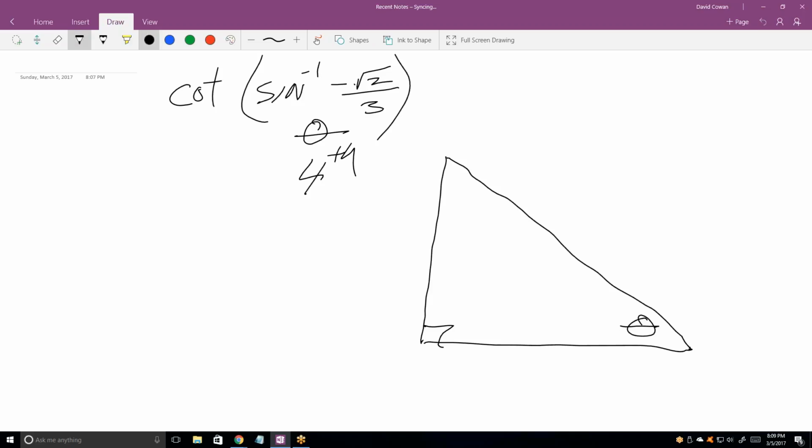Okay, is this the problem we're on? Yes. Okay, dimension this triangle. So the opposite is square root of 2 and hypotenuse is 3. Yeah, for the moment you can kind of ignore that negative sign. That negative sign was important, but only to place the quadrant. Now what's the bottom side?